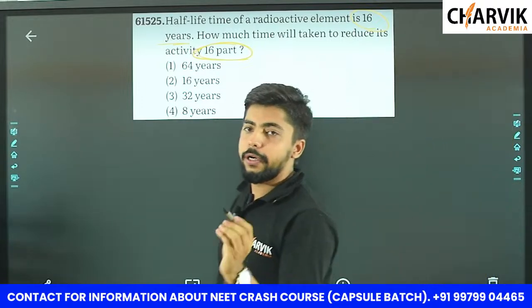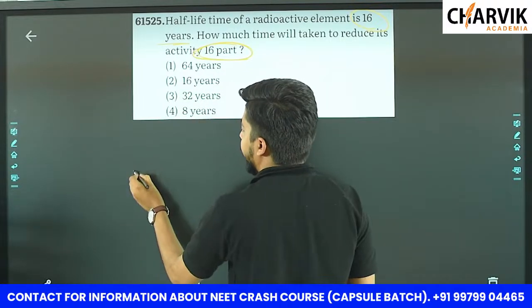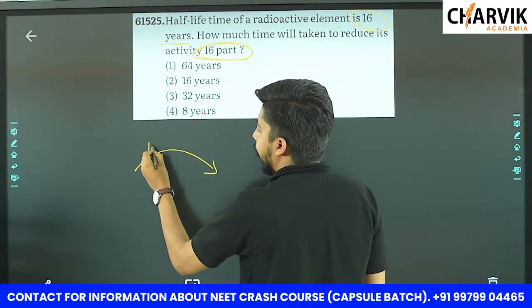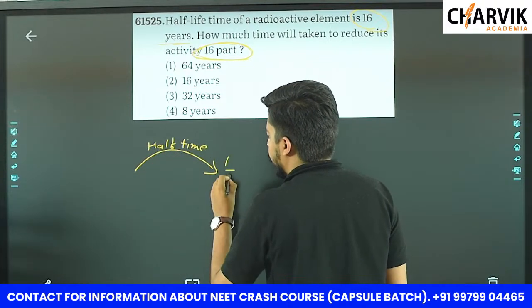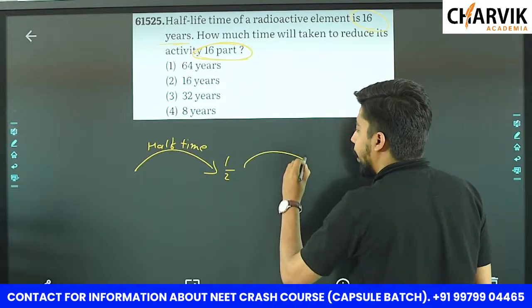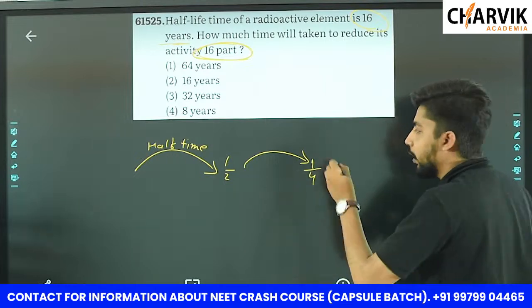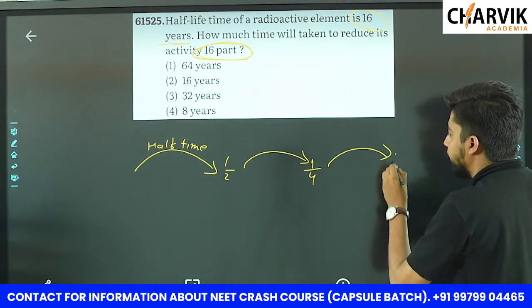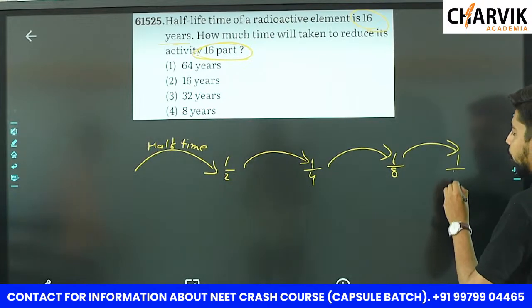If you want to reduce it by the second part, or the half, it will take one half-life period. After the half-life period, you will get 1/2. After another half-life period, you will get the half of this, that means 1/4. After another half-life period, you will get the half of this, which is 1/8. And again after another, you will get 1/16.